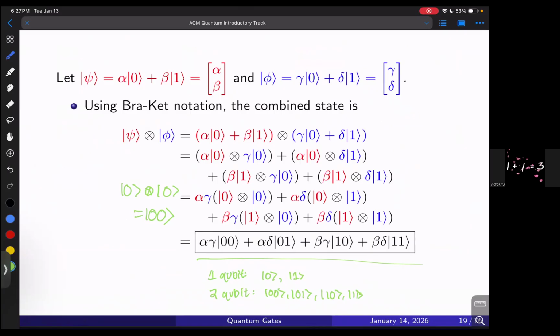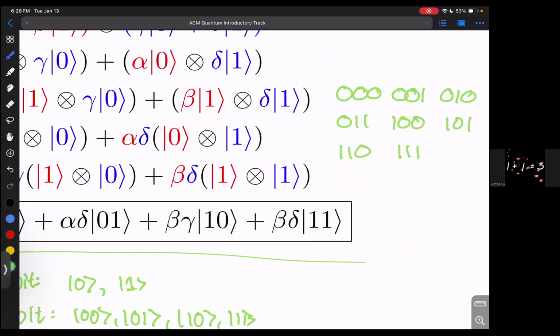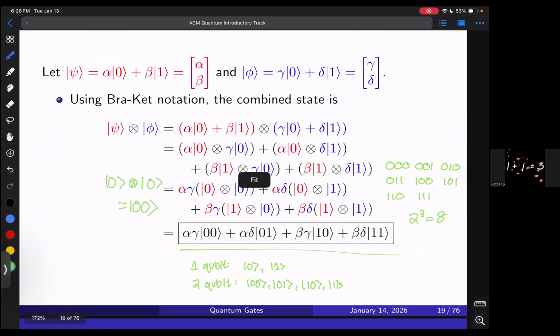Does everyone get that? So if I had three qubits, I'm not gonna write the kets, but you would have 000, 001, 010, 011, 100, 101, 110, and 111. Wait, I missed one. What did I miss? Oh, that's 8, sorry. So this is 8, which is 2 to the 3. Does that make sense, everyone?